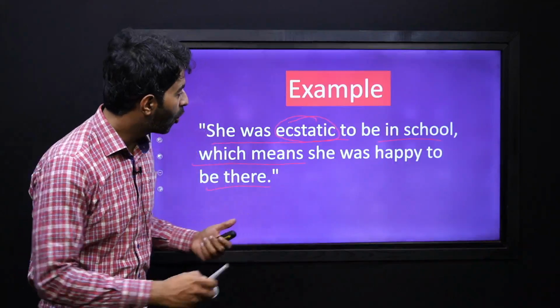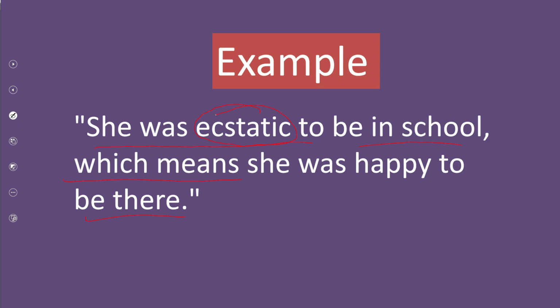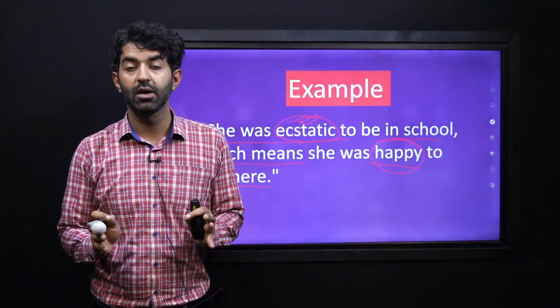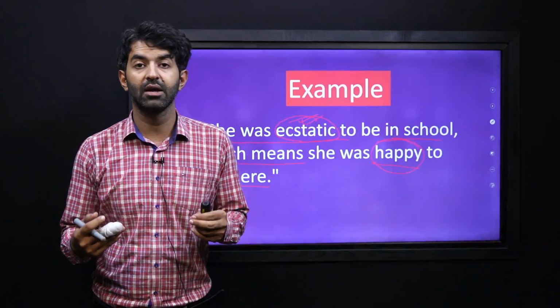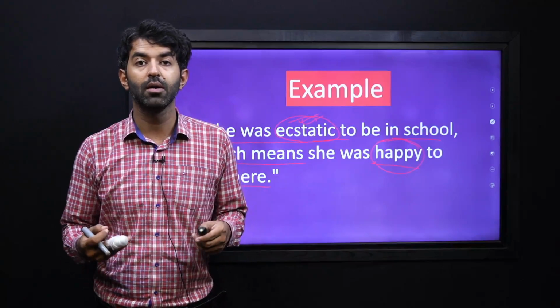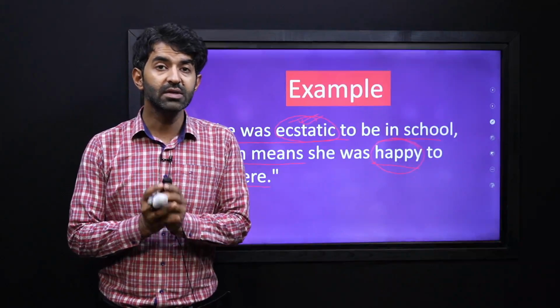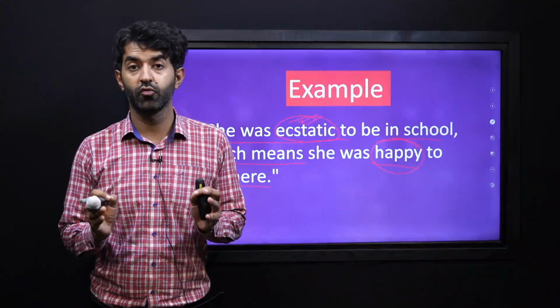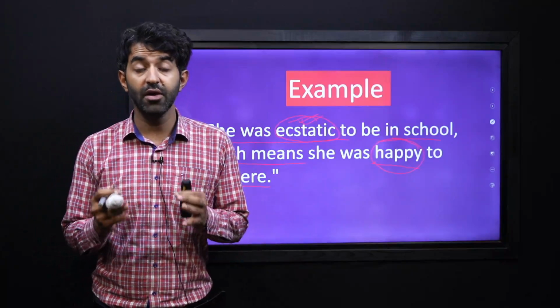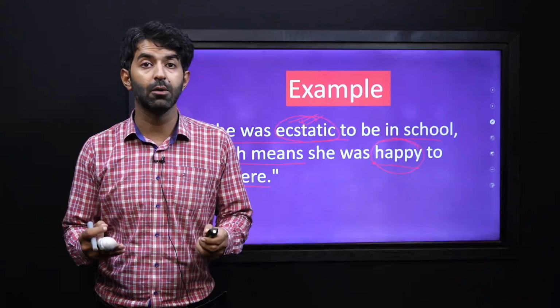Yes, we have to look at the whole context. Can we spot the meaning of the word ecstatic? Ecstatic means happy to be there. Ecstatic means happy. Now, the sentence itself is giving us a clue about the word ecstatic, which leads us to the meaning that it is a positive word and it means something similar to happiness or being happy. Now, this is how we reach that unknown word using the context. Here we use the context of definition because we are getting it in the same sentence.